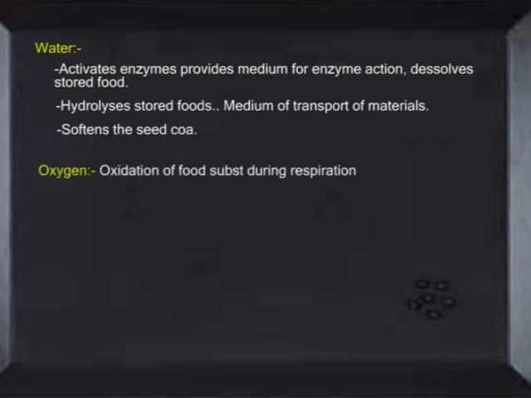Oxygen. All germinating seeds require energy for cell division and growth. This energy is obtained from the oxidation of food substances stored in the seed through respiration, thus making oxygen an important factor in seed germination. Seeds in waterlogged soils or seeds buried deep in the soil will not germinate due to lack of oxygen.